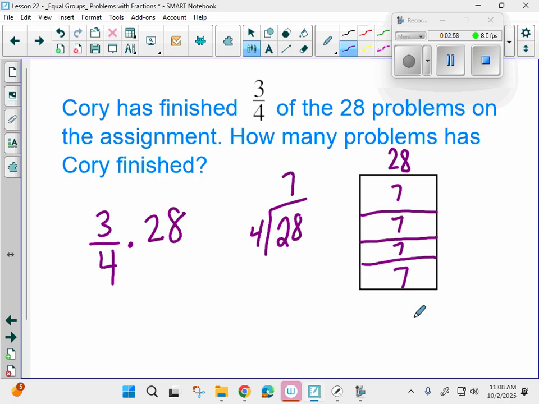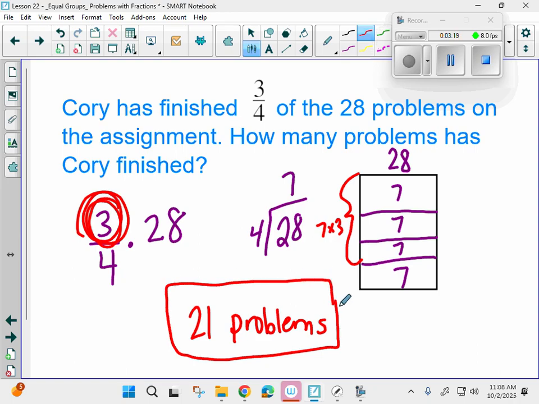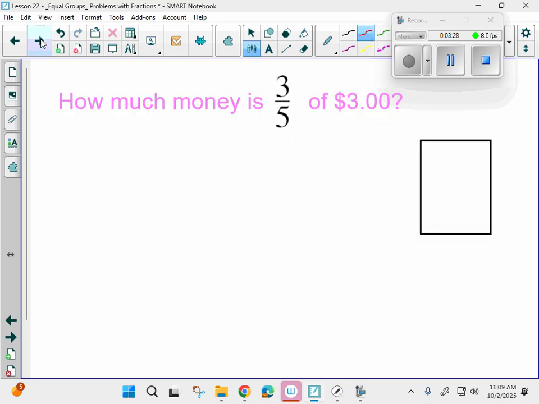All right. And now I need 3 of those 1/4. 3 of them. So I need 1, 2, 3, or I'm doing 7 times 3 right here, which gives me 21 problems. Corey finished 21 problems. That would be 3/4 of 28. All right. How much money is 3/5 of $3?